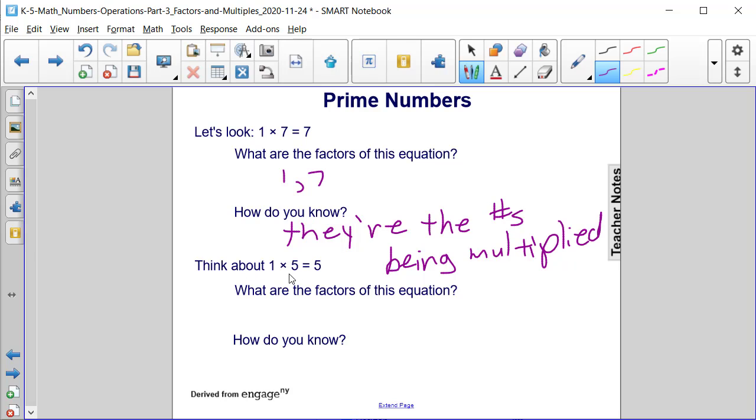And now let's think about the equation 1 times 5 equals 5. What are the factors of this equation? Well, it's 1 and 5. How do you know? Again, they are the numbers that are being multiplied.